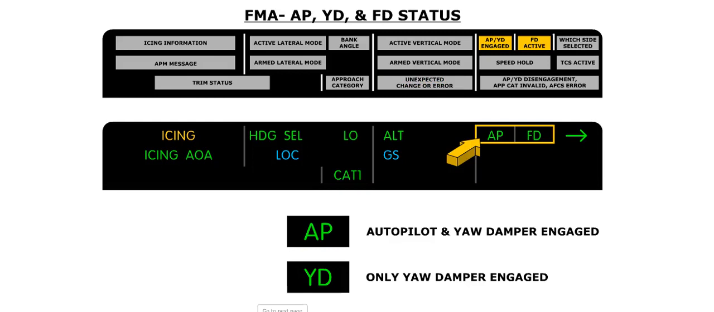Column 4 of the FMA provides a lot of information regarding the autopilot and flight director system. On row 1, the first subcolumn shows the AP label when the autopilot and yaw damper are engaged. FD in the second subcolumn indicates that the flight director bars are displayed on the PFD.